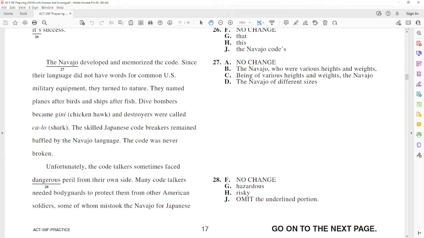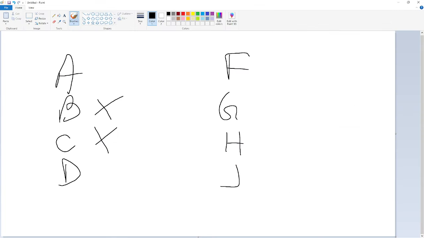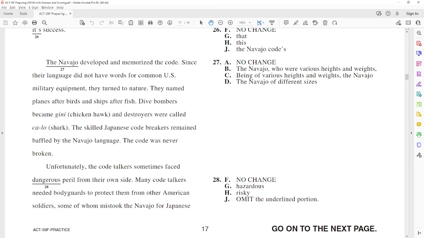And then D, the Navajo of different sizes. Again, here we go talking about their sizes. I mean, what are we, tailors, and we have to measure them for a suit or something? We don't care about their sizes. There's no other information about sizes. Size isn't important in this paragraph. We're not talking about them in comparison to other things, or their ability to fight. Maybe size would be better if they were big so they could fight better, or if they were small so they could duck better and not get hit by bullets in the war. But size isn't important here.